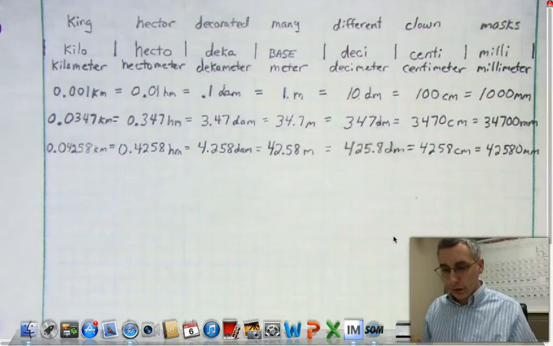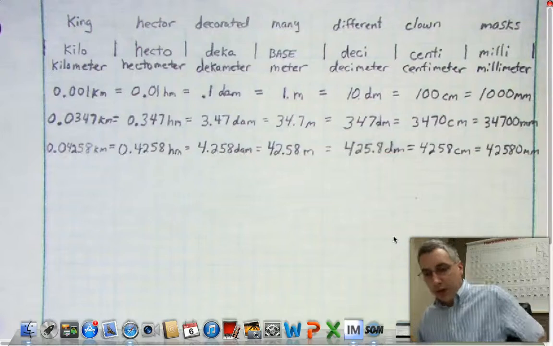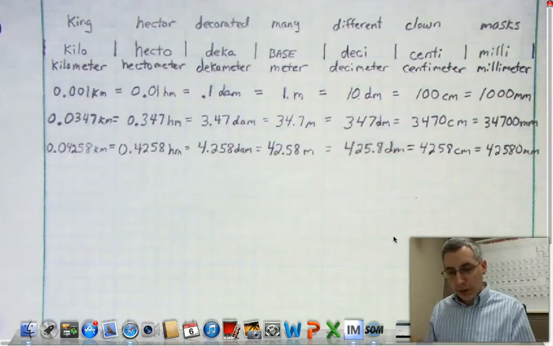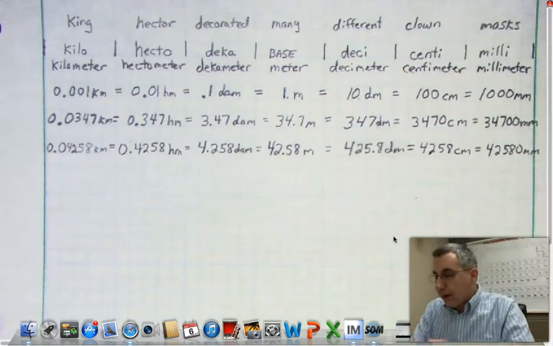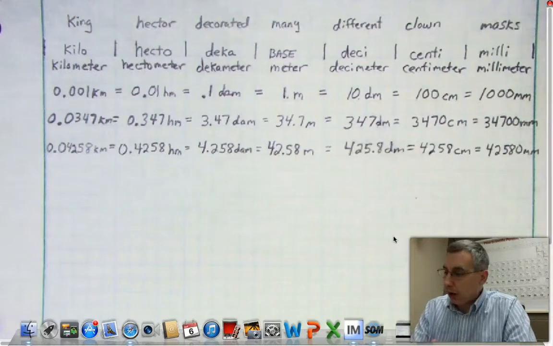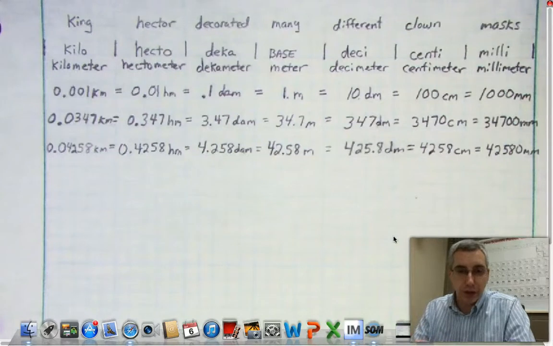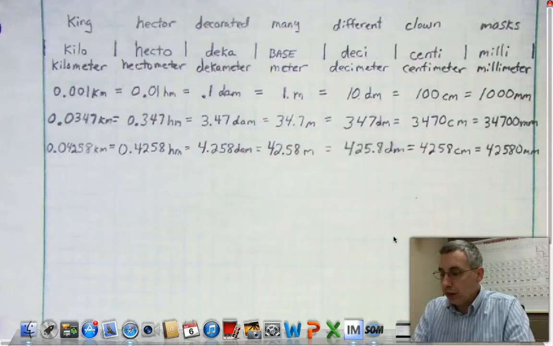Alright, this is a continuation of the previous video on metric conversions. I just want to point out a few things that I didn't have time for in the previous video. One of them is that you're not always going to be using meter as your base unit. There will be times when you're using your other units, like liters, for example. You could be doing volume, which would be in liters, or you could be doing unit of mass. You could be using grams.